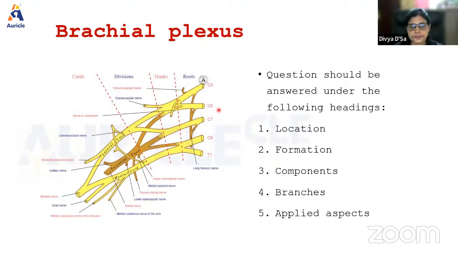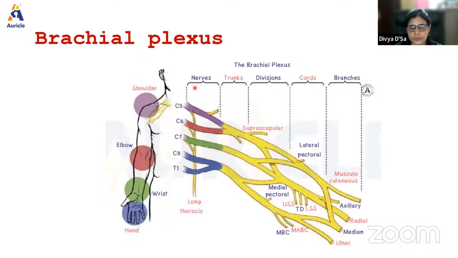Okay, so the components now. Usually we say the ventral rami of C5 to T1, but sometimes if it receives a contribution from C4, we call it prefixed. And if it receives a contribution from the ventral rami of T2, we call it postfixed. So these are the nerves: the ventral rami of C5, C6, C7, C8, and T1.